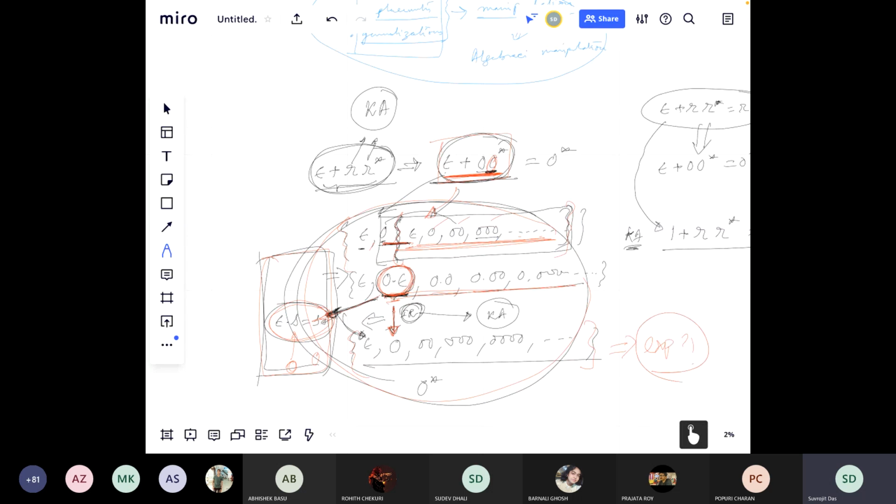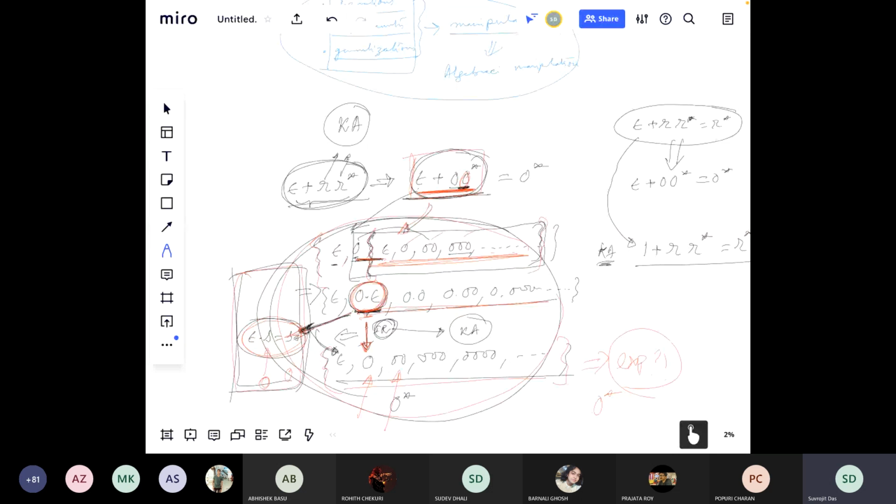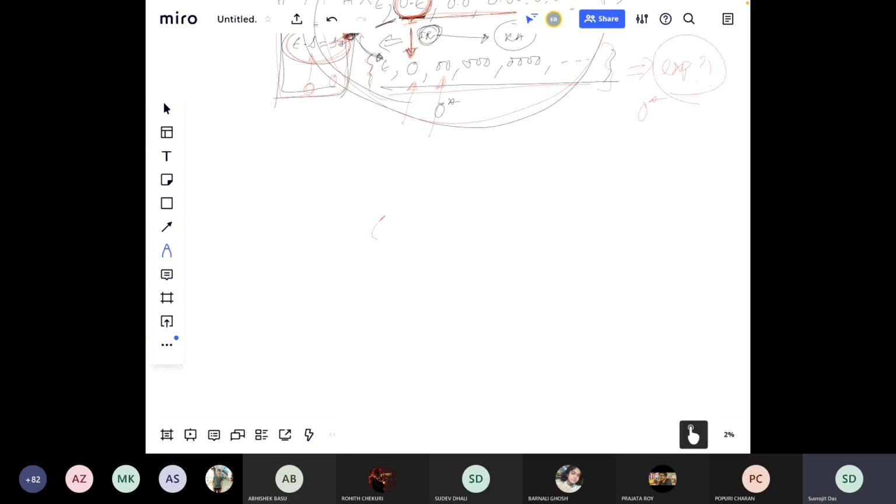Remember, you are not given a DFA. You are given a set. So you have to check each and every element of the set to determine that this is actually 0 star. At that point I argue: what if you have a set of algebraic rules, and if you face something like epsilon plus 0 followed by 0 star, you can simply replace that by 0 star.